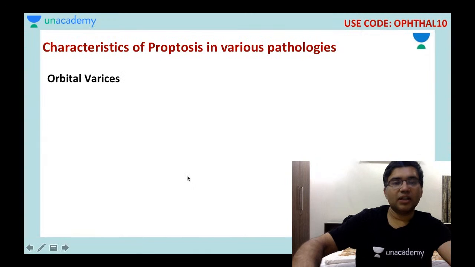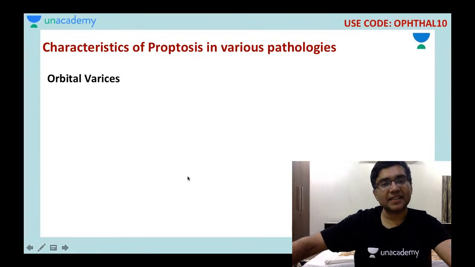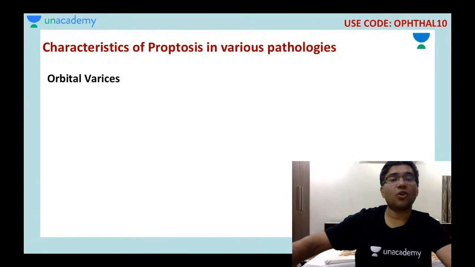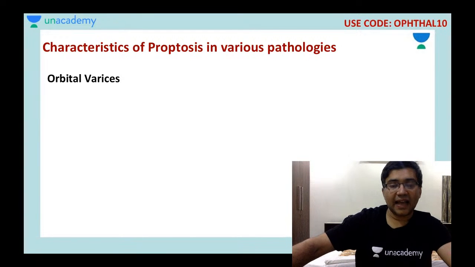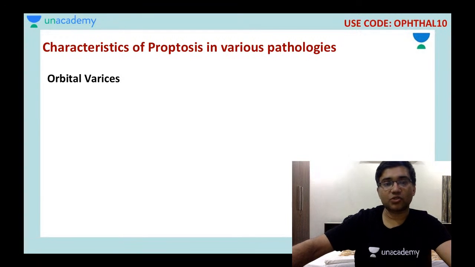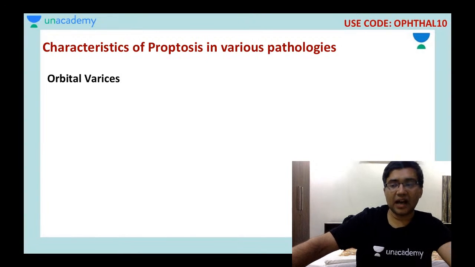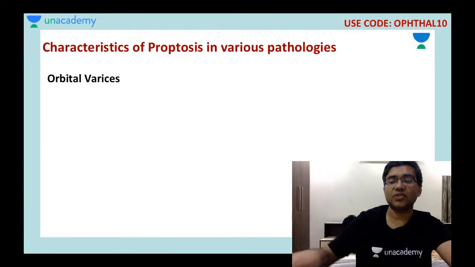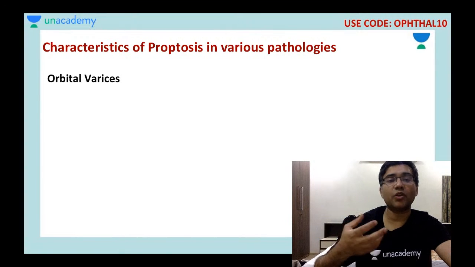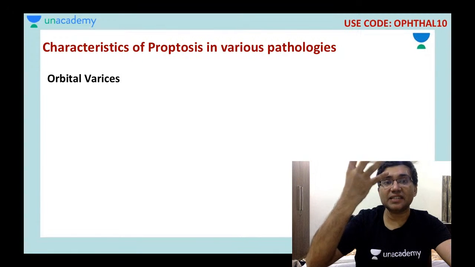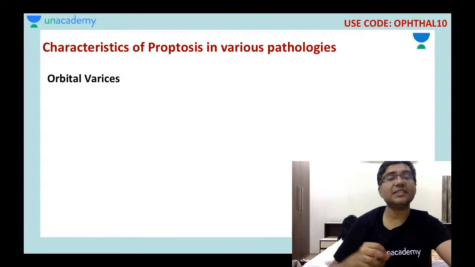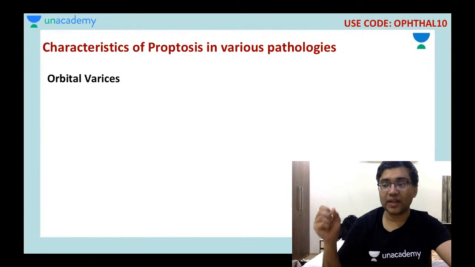Okay, chalo. Now we would basically talk about the characteristics of proptosis in various pathologies. First of all, we talk about the orbital varices. As I told you, orbital varices has the intermittent proptosis. So sometimes there is a proptosis and sometimes it is not. If they ask that there is a proptosis which is increasing on the Valsalva maneuver, you do a Valsalva maneuver, it causes increase in the proptosis. This is basically a sign of orbital varices.